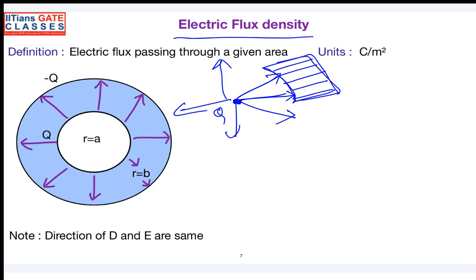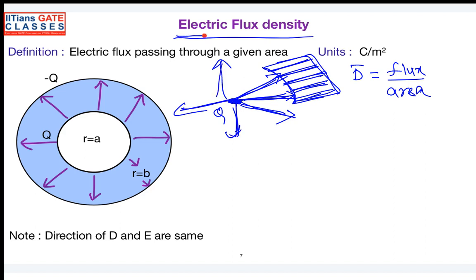Understood? Could you repeat this? Yes. When you have any charged particle, it produces electric flux in all directions. But the flux density is defined with respect to a particular surface. If I place a surface in a medium like this, is the total flux passing through the surface or only a small part? A small part. So the flux density is defined as how much flux is passing through this surface divided by the area of the surface. Is it clear now?